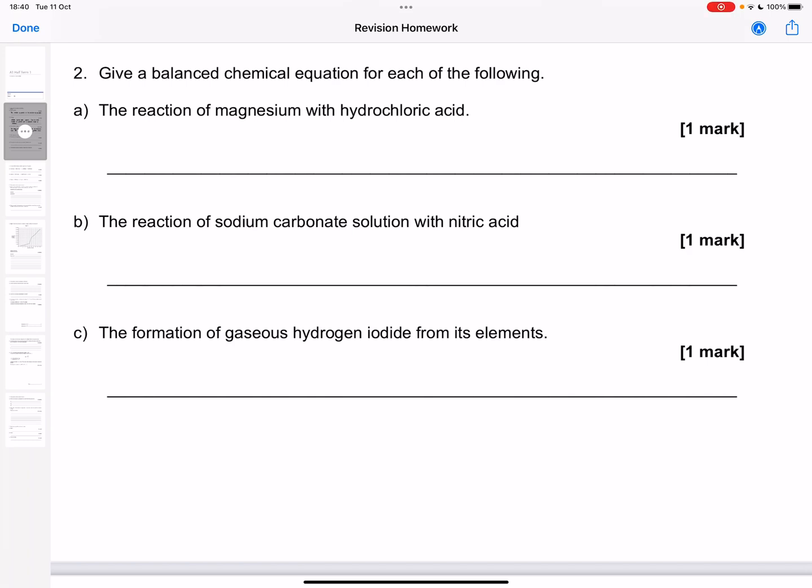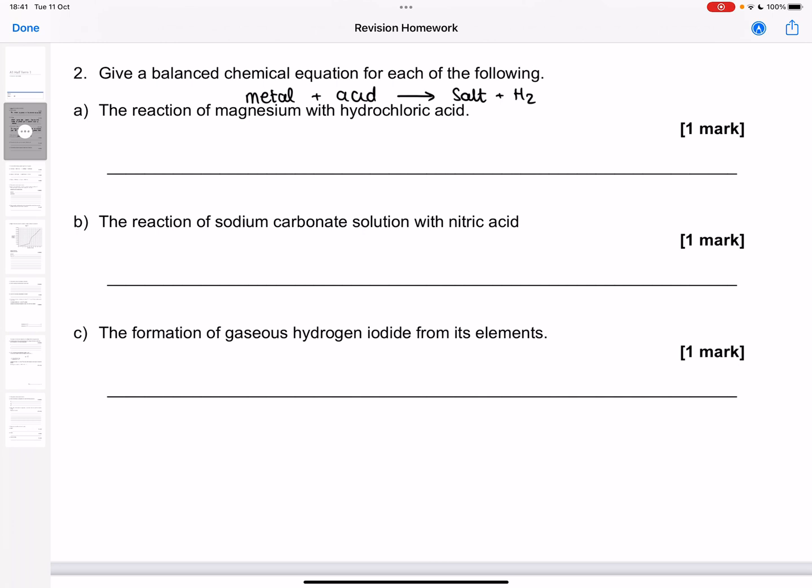Question 2, give a balanced chemical equation for each of the following. The reaction of magnesium, which is a metal, with hydrochloric acid. So we've got metal plus acid, and then we would need to remember that when we mix a metal and acid, we get salt and hydrogen. And remembering that hydrogen is H2.